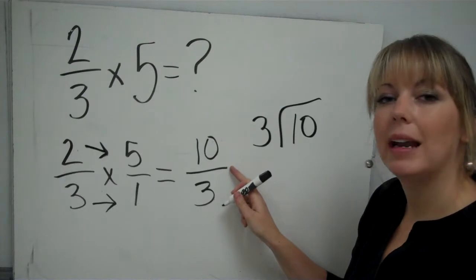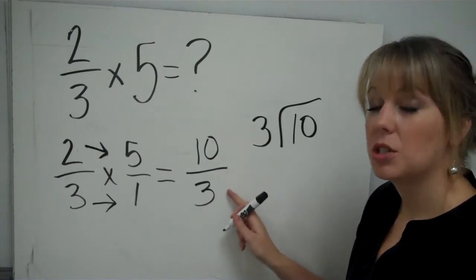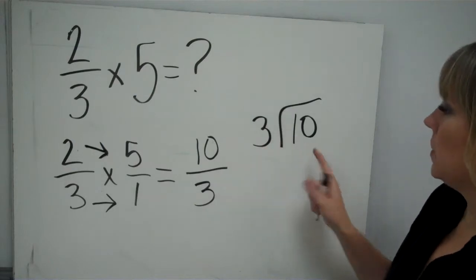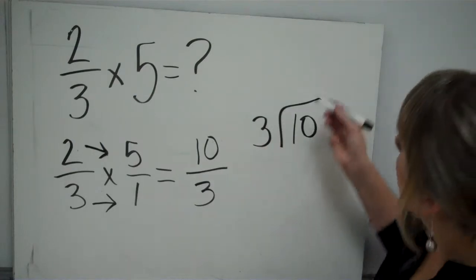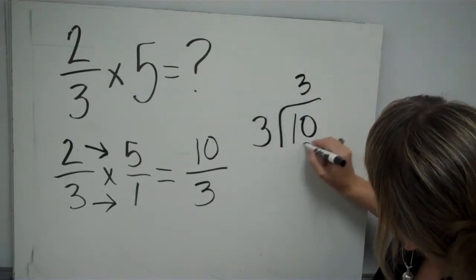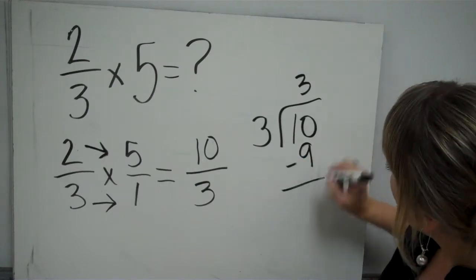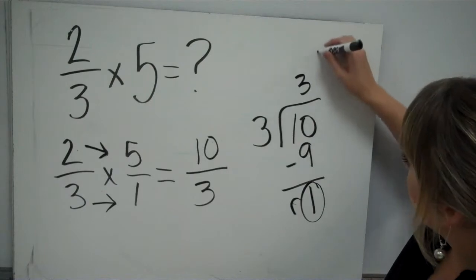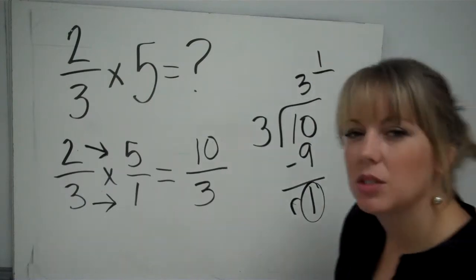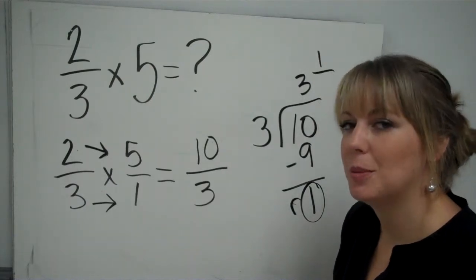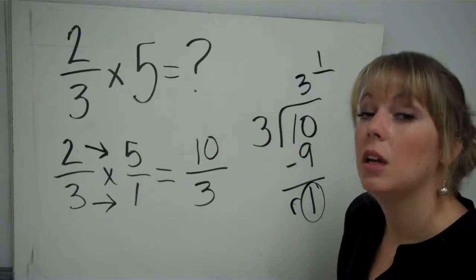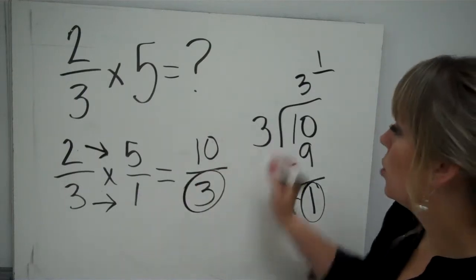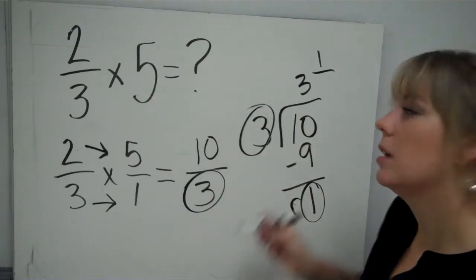10, you say divided by when you see the bar, and 3 is your divisor. So how many times does 3 go into 10? It goes in there 3 times, which is 9, and you have a remainder of 1. Now this remainder becomes your numerator. And what is your denominator going to be? It's the 3 from the original fraction, or your divisor, whichever way you want to think about it.